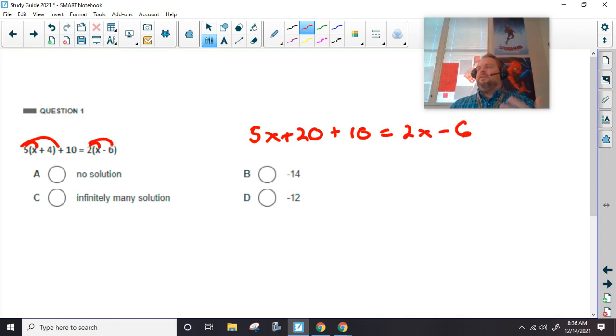Remember, we had a list of things like distribute, combine like terms, move your variables to one side. That would be something good for your legal cheat sheet. We are going to combine these two terms here.